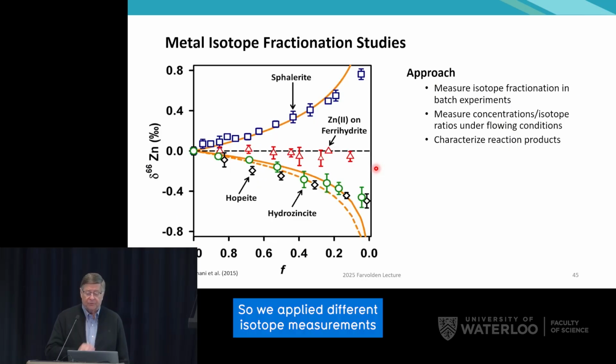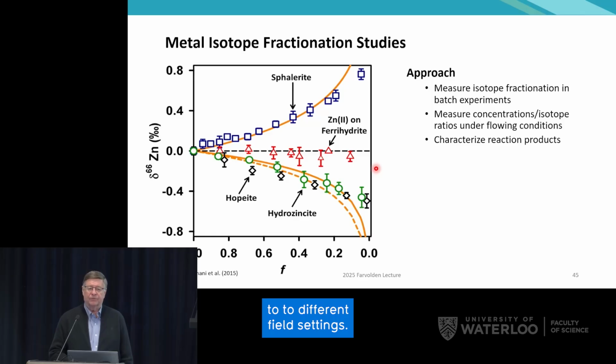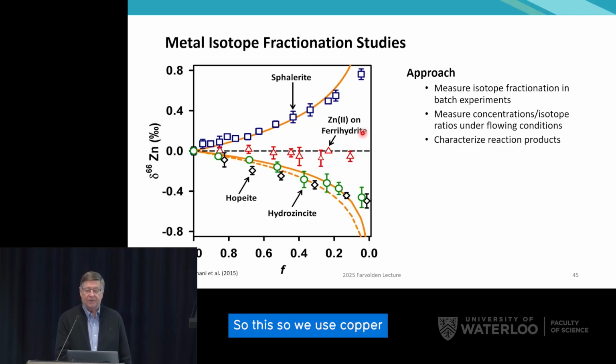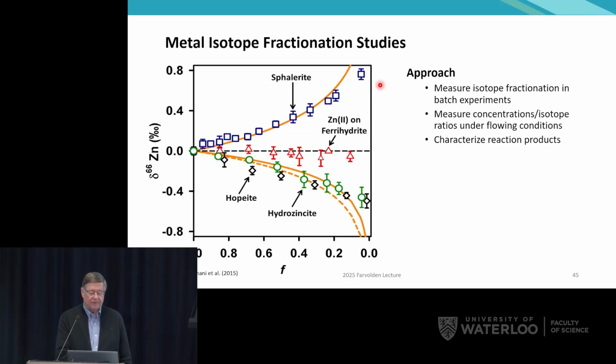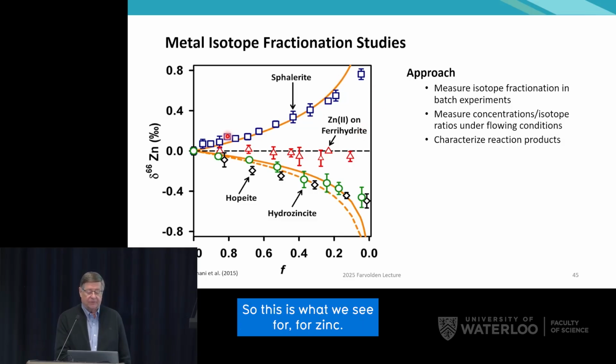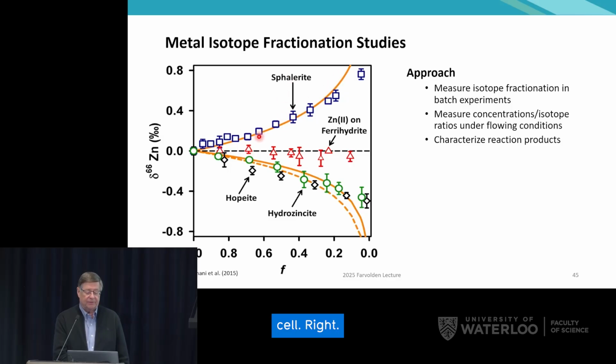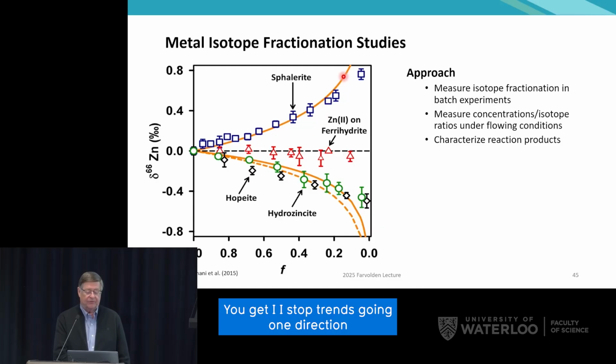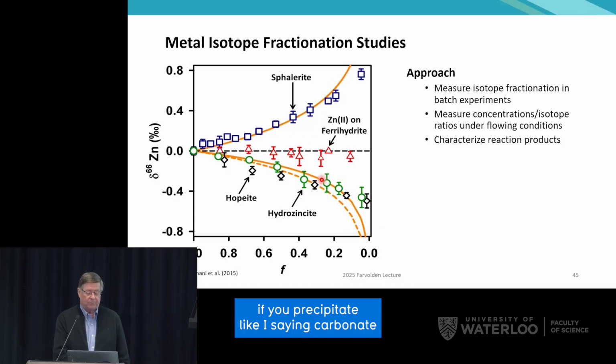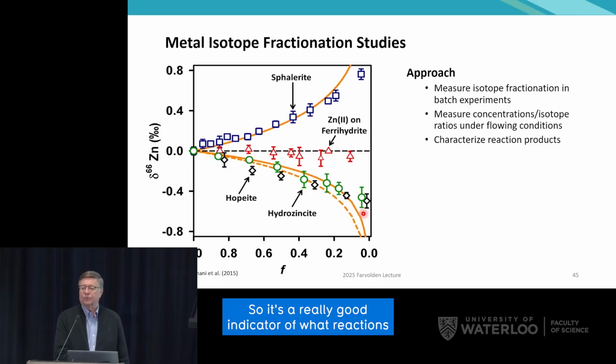So we applied different isotope measurements to different field settings. We use copper, nickel, zinc, selenium, chromium. So this is what we see for zinc. If you precipitate zinc as a zinc sulfide, for example, sphalerite, you get isotope trends going one direction. If you precipitate zinc carbonate, you get isotope trends going a different direction. So it's a really good indicator of what reactions are controlling the concentrations of dissolved metals within an aquifer.